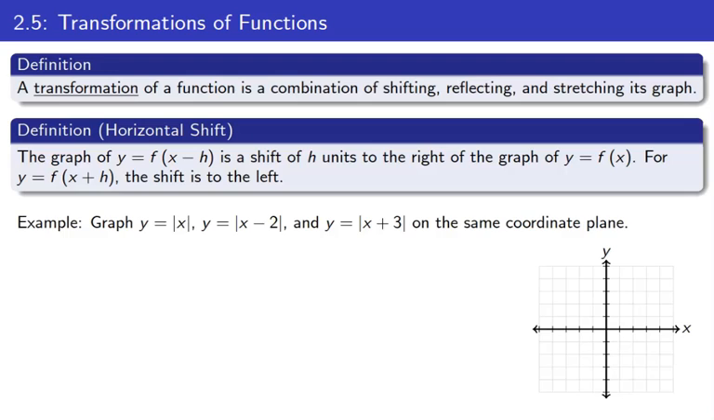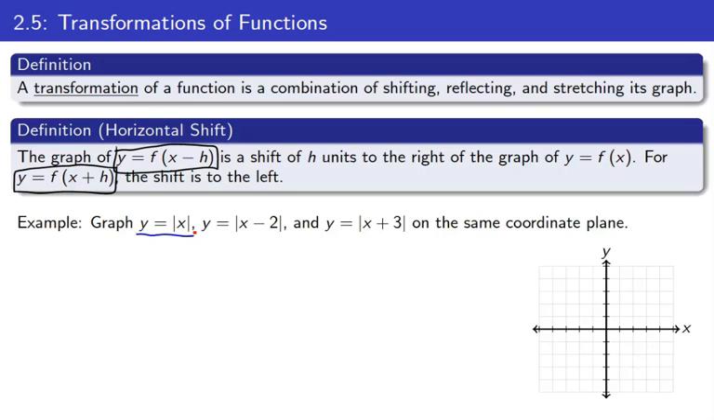So first off, a horizontal shift. A horizontal shift will look in this form. You've got some function, and inside the function you either have an x minus h or an x plus h in terms of the graph. X minus some number, x plus some number, and whatever the original function was where the x was, that gets changed to x minus h or x plus h. Here's our first example. We've got the absolute value of x, the absolute value of x minus 2, and the absolute value of x plus 3.